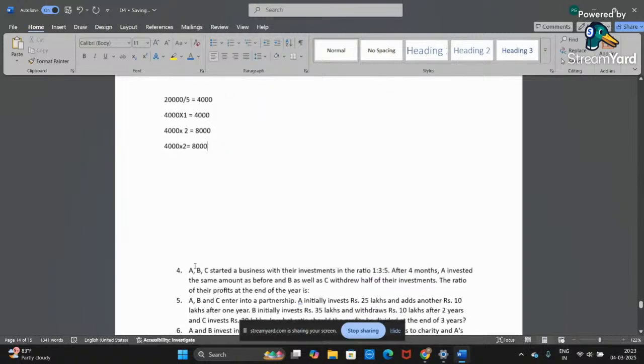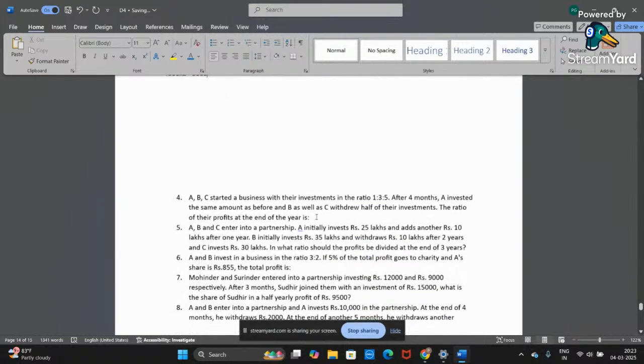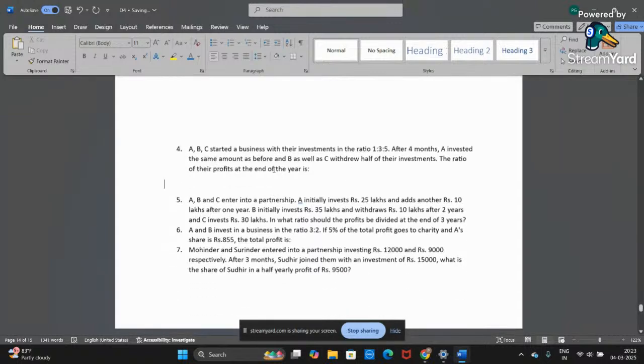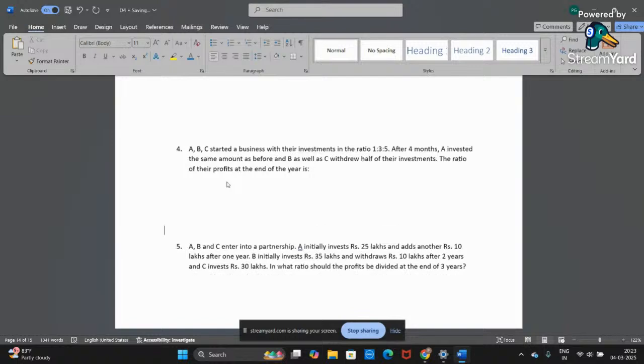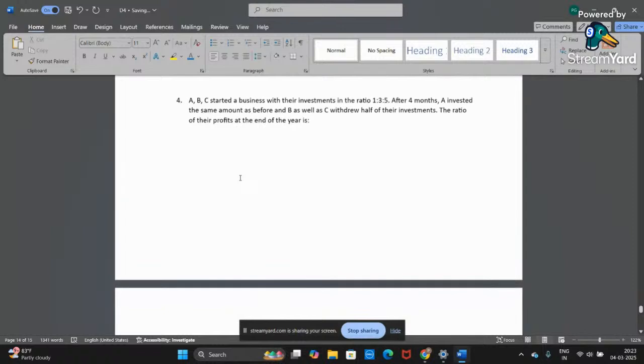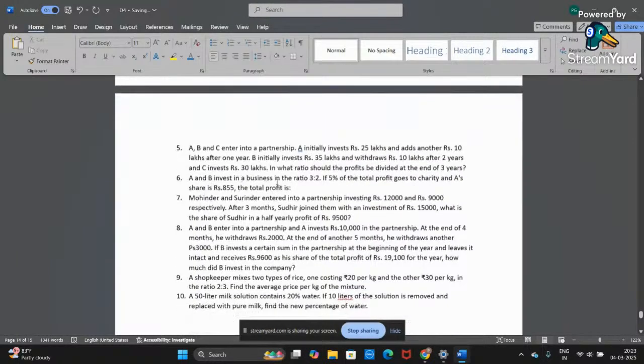Now let's move on to solve the next one. Try to solve this. Take the photo and try to solve. Now let's move on to the next one.